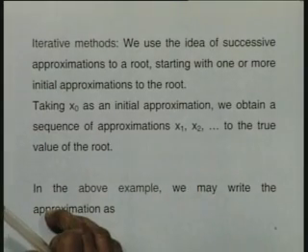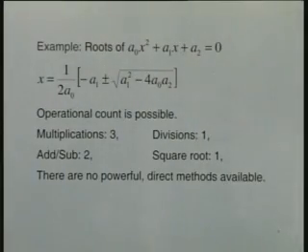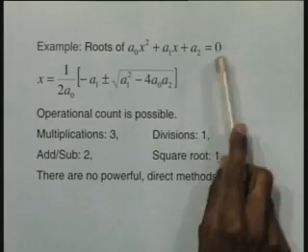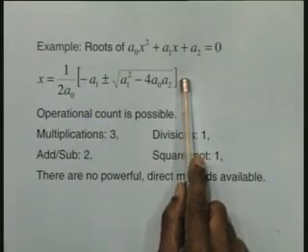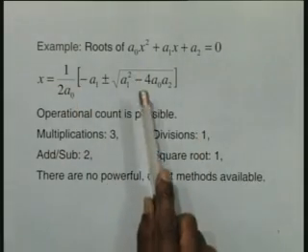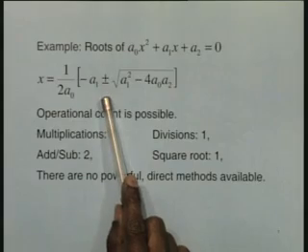Now in the example that we have just given, the polynomial a naught x square plus a1 x plus a2 is equal to 0, if I straight away solve this and write it in this particular form, I shall call this a direct method. I am able to write down the solution of the problem in just one step. If I want both the roots, 2 steps.